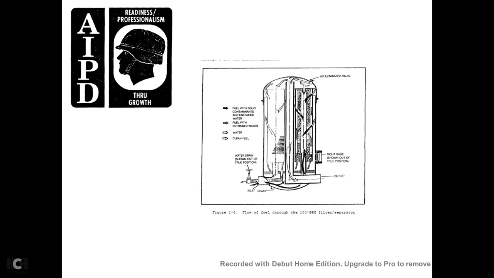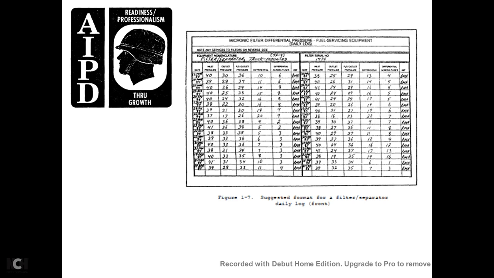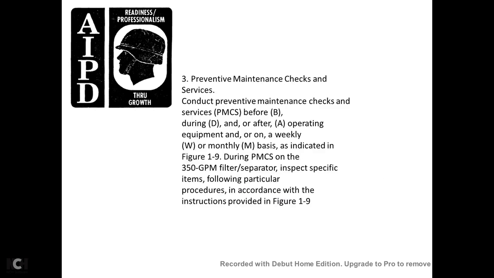Figure 1.6 shows the flow of the fuel through the 100-gallon filter separator. The black arrow shows the fuel with solid contaminants entering, entrained with water. The semi-shaded one shows the fuel entrained with water. The two arrows show water and clean fuel. The air eliminator valve and sight glass are shown in the off position. The outlet and water drain are shut off in the true position, inlet and drain. Figure 1.7 shows the suggested format of the filter separator daily log front.